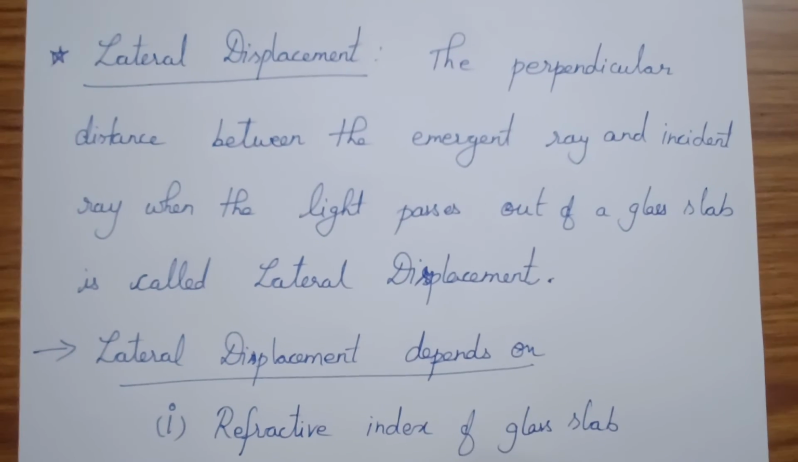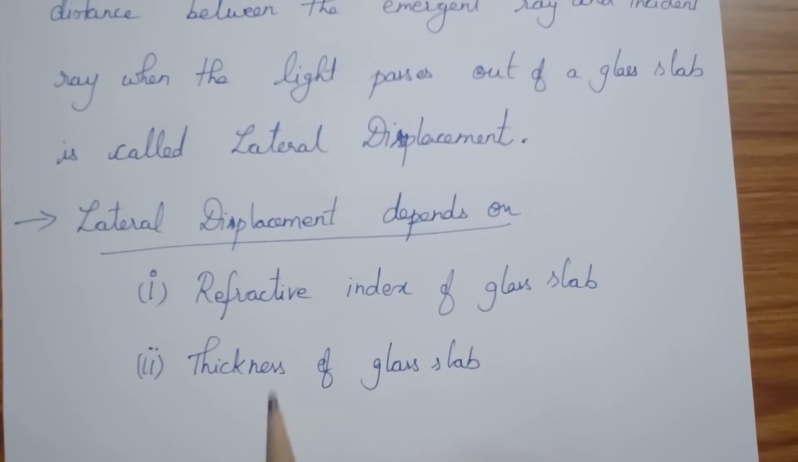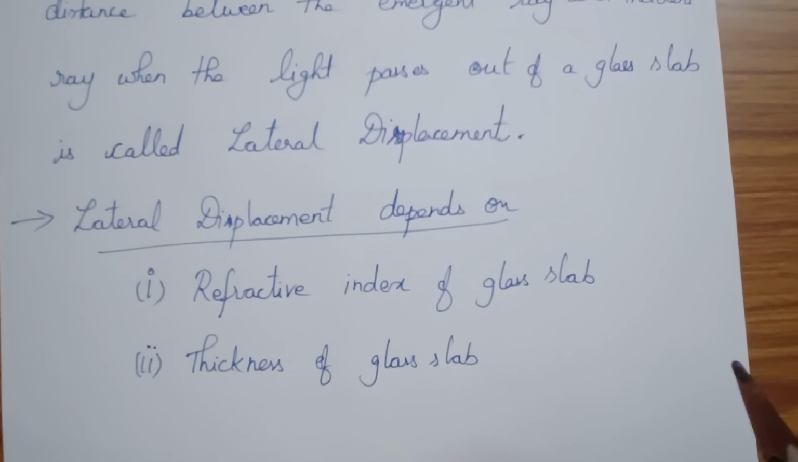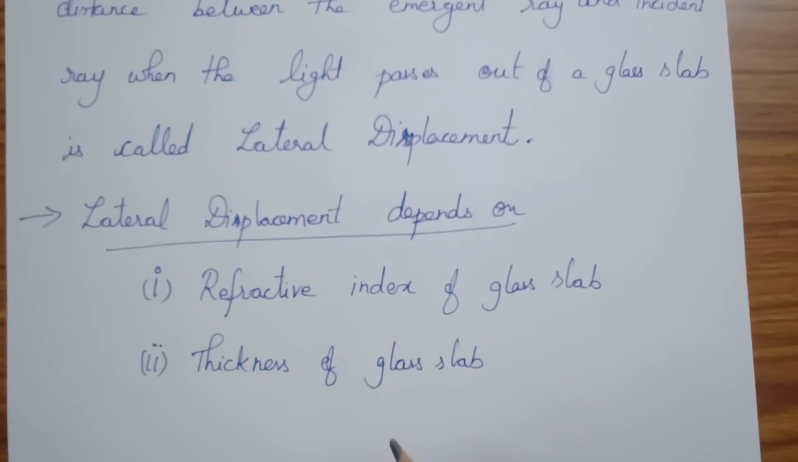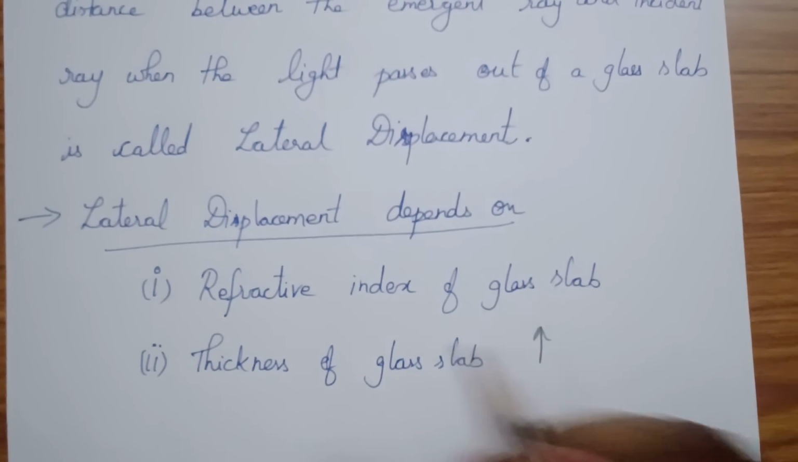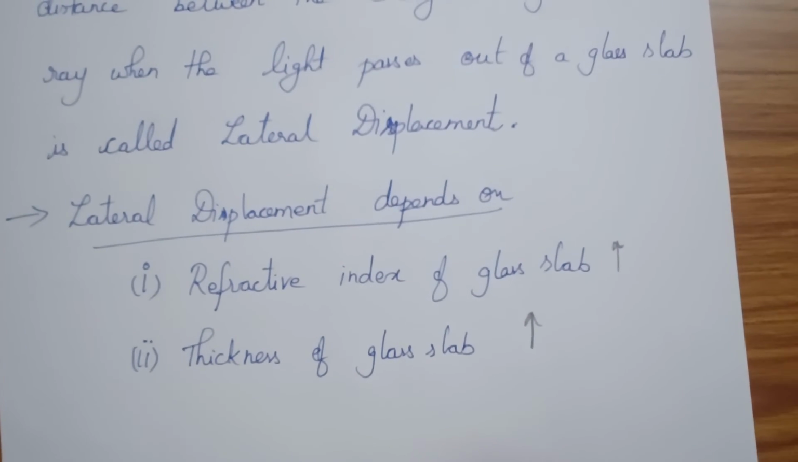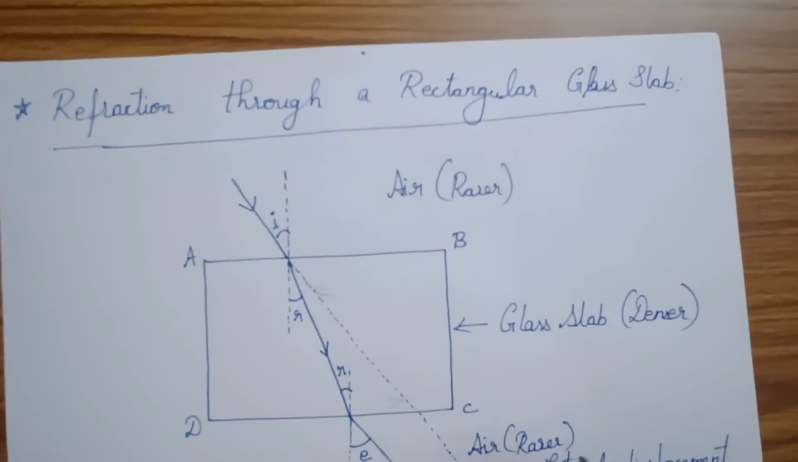Okay. This lateral displacement, how much the light is displaced, depends upon the refractive index of the glass slab. Okay. It depends upon the refractive index of the glass slab and the thickness of the glass. How thick it is. If the thickness is greater, then the lateral displacement will also be greater. When the refractive index is greater, then the lateral displacement will also be greater. Clear on this? So, this is your refraction through a rectangular glass slab.